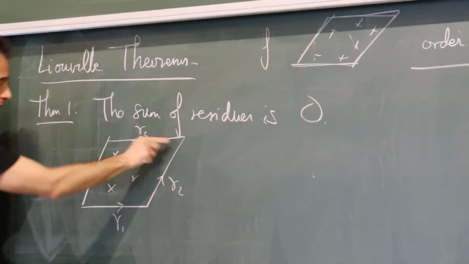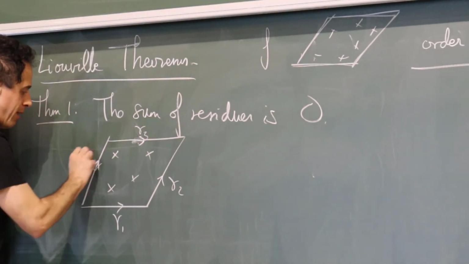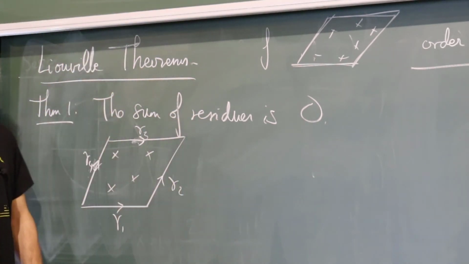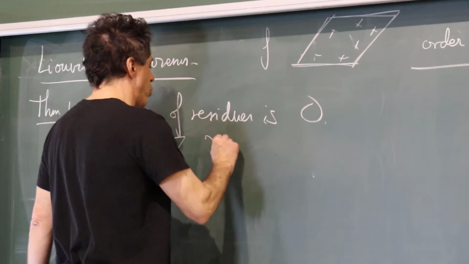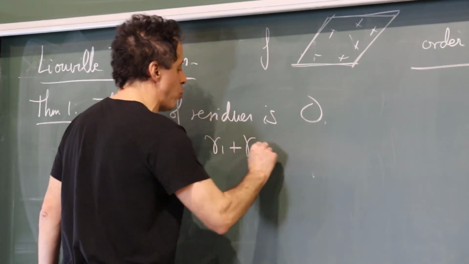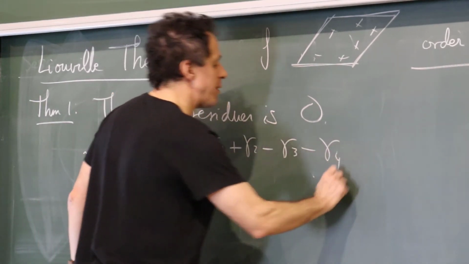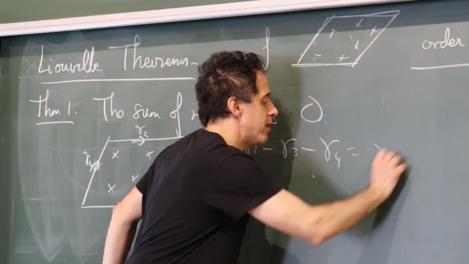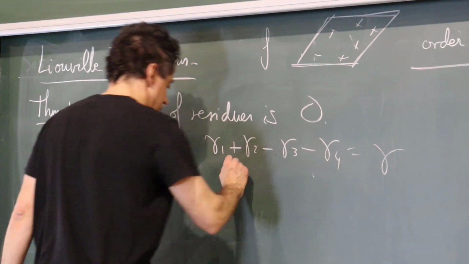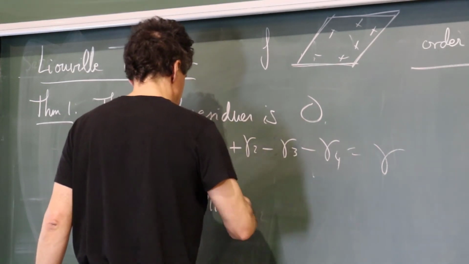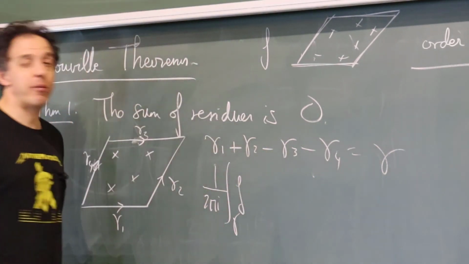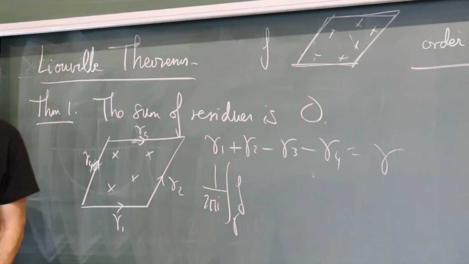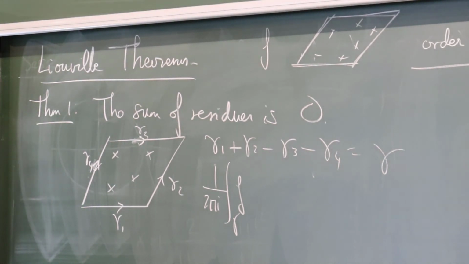I'm going to write gamma 3 in this order and gamma 4 in this order. But anyway, the border you could represent as gamma 1 plus gamma 2 minus gamma 3 minus gamma 4. So this is the border, gamma, and you take the integral 1 over 2 pi i over gamma of f. By the residue theorem, this integral would be the sum of the residues at all the points inside.